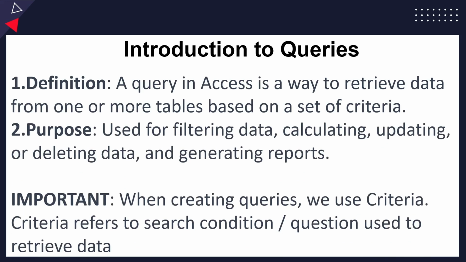The primary purpose of queries is to help a user filter data. We can also use them to calculate, to update, to delete data, and at times to generate reports. Now, whenever we create queries, we'll be using criterion. Criterion is the search condition or the question that we are posing to our data.